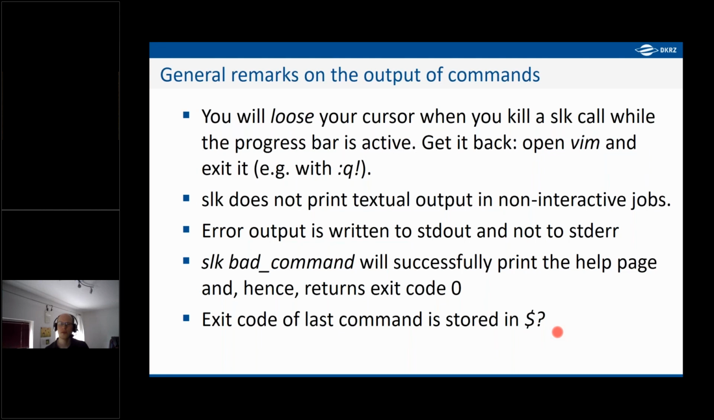If you kill an SLK archive call, some SLK archive commands have interactive progress bars. If you kill such a command, you will lose your cursor in the terminal. To get it back, the easiest way is to open Vim and just leave it directly with colon q exclamation mark, and the cursor is back.